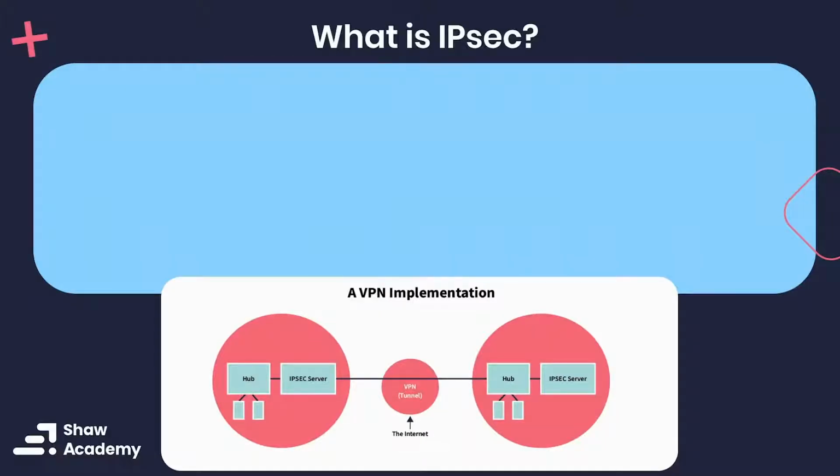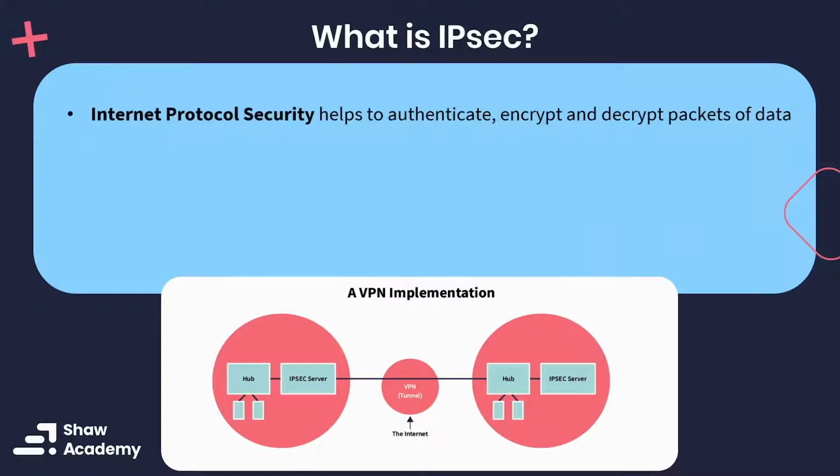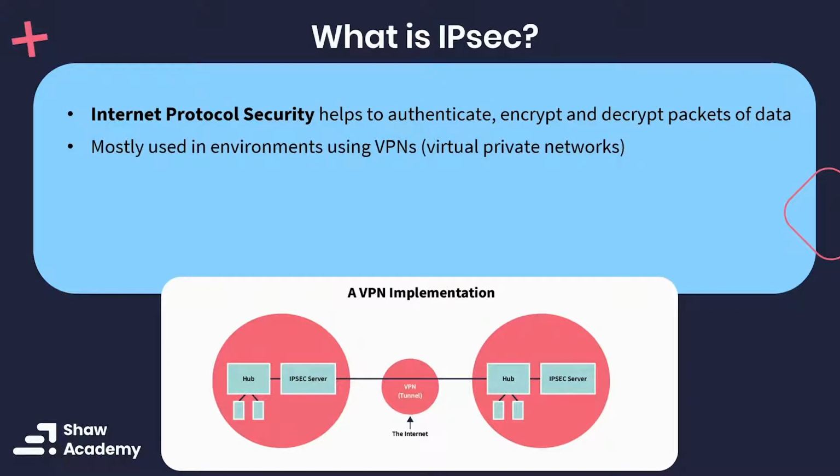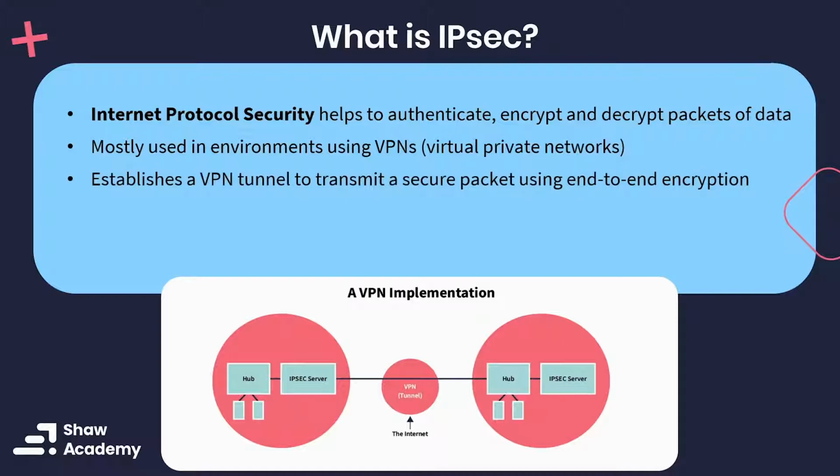So, what exactly is IPsec? IPsec is the abbreviation for Internet Protocol Security, a secure network protocol that helps authenticate, encrypt, and decrypt every packet of data provided to communicate between two devices in a network. IPsec is mostly used in environments using VPNs, virtual private networks, where there is a need for secure communication. Basically, IPsec establishes a VPN tunnel to transmit a secure packet using end-to-end encryption.